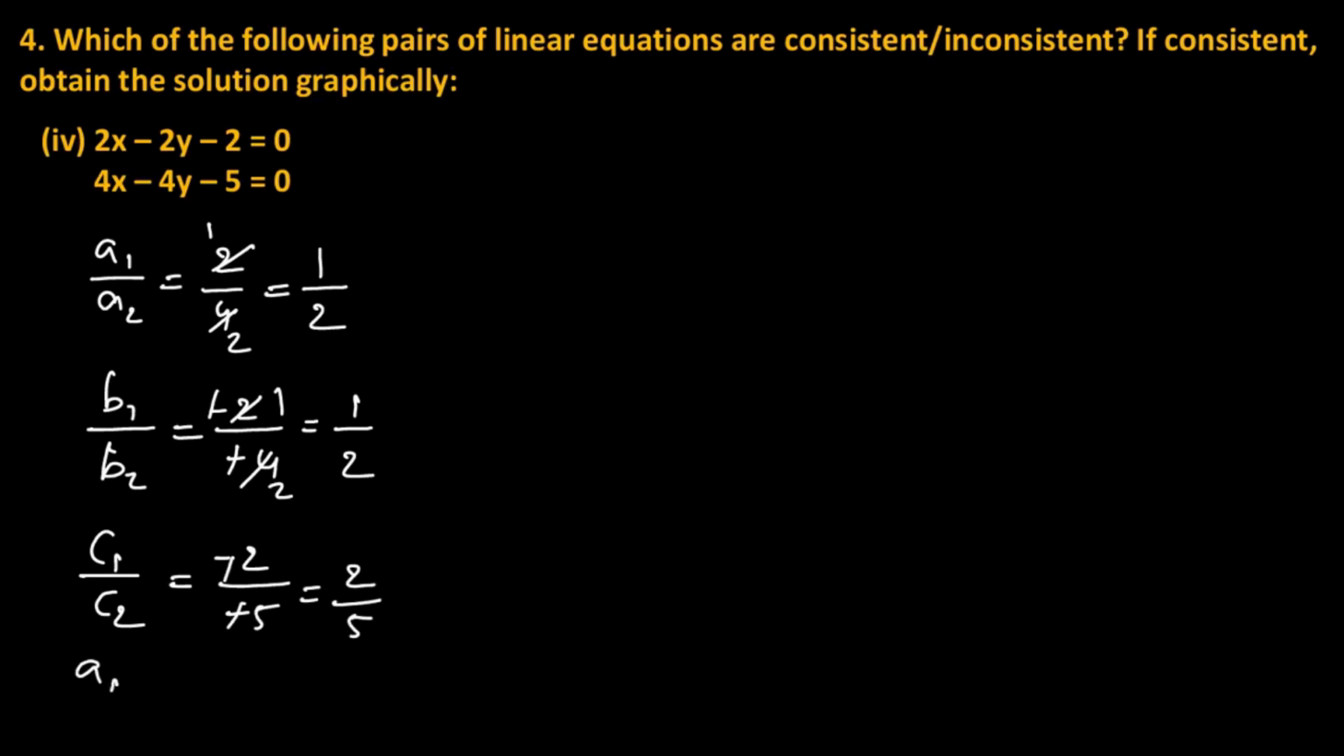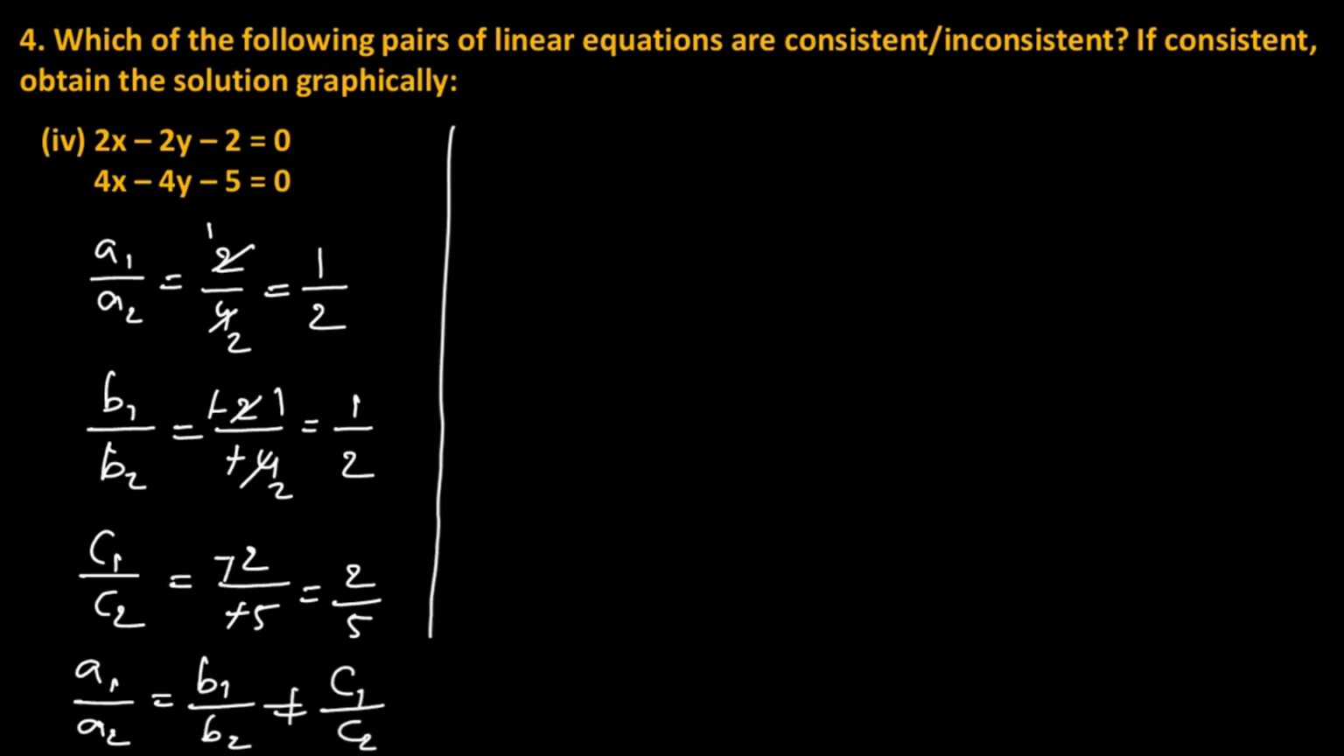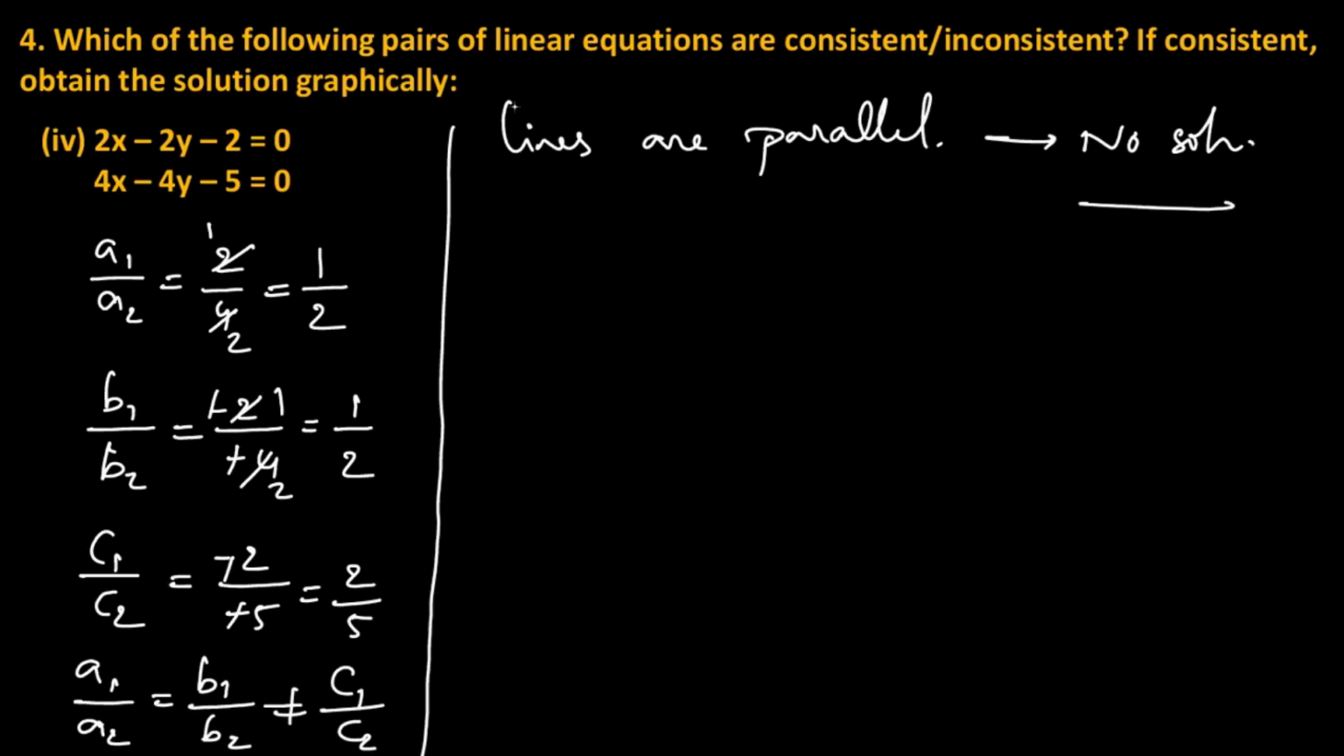The conclusion is A1 by A2 is equal to B1 by B2 but not equal to C1 by C2. So clearly we can see that these lines are parallel. For the parallel lines there is no solution. There is no meeting point for the parallel lines.